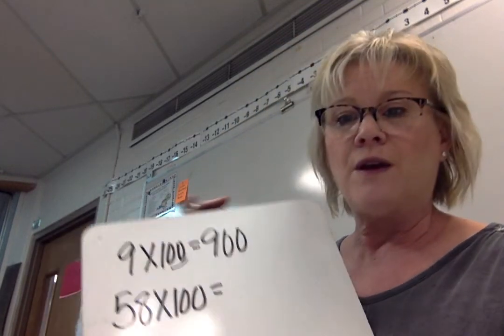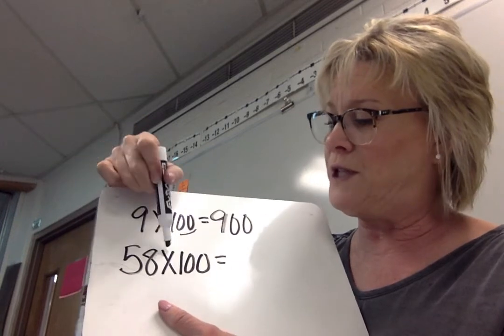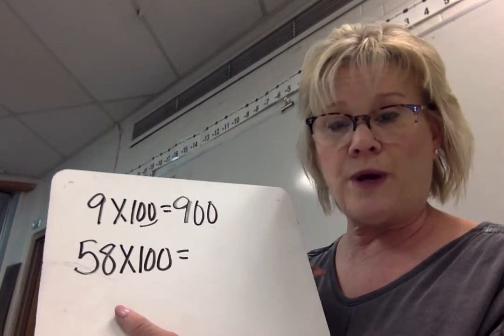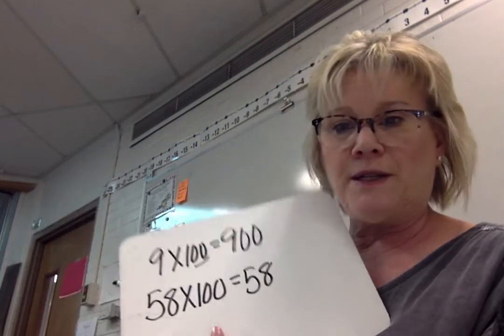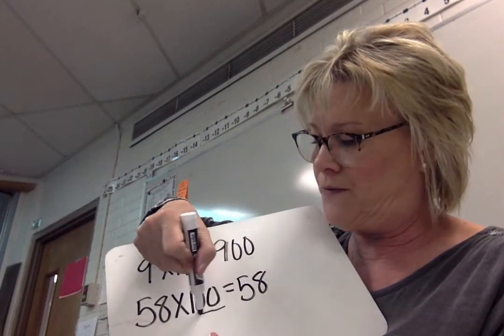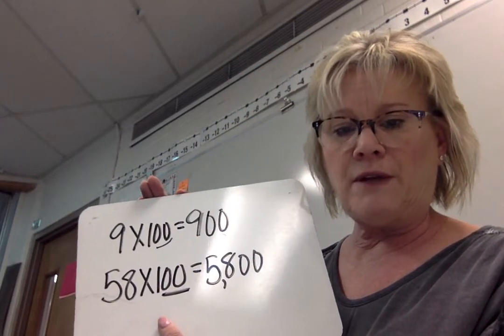58 times 100. So I break it down. 58 times 1 is what? 58. And how many zeros am I going to add to the answer? 2. So now my answer is 5,800.